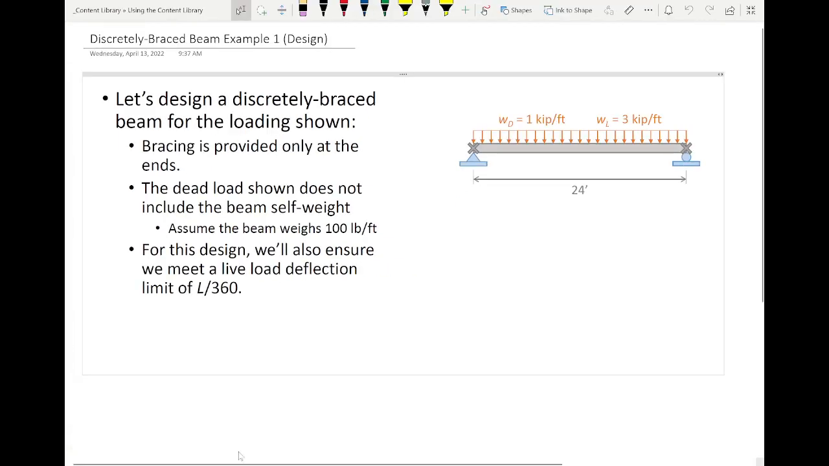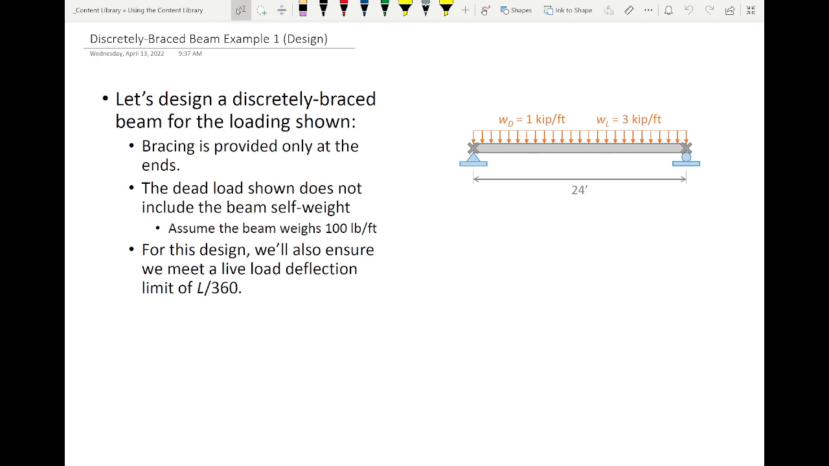All right, so we have a beam that's discretely braced. It is braced only at the ends. We have a dead load and a live load, okay? The dead load shown does not include the beam self-weight. We are going to assume a beam self-weight of 100 pounds per foot, and we're going to design this beam start to finish, okay?